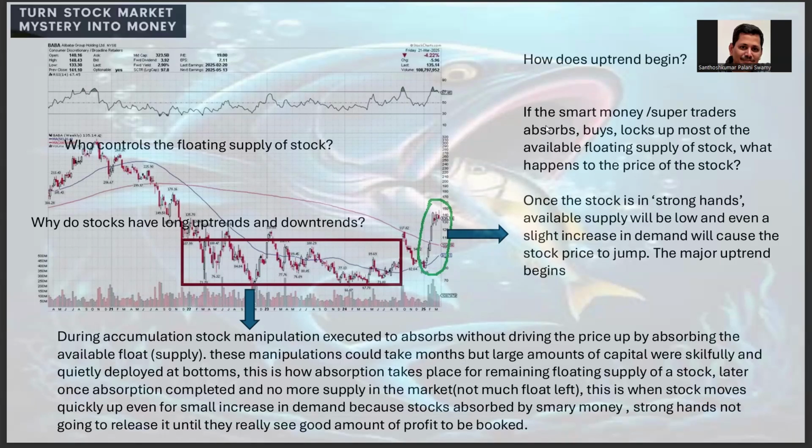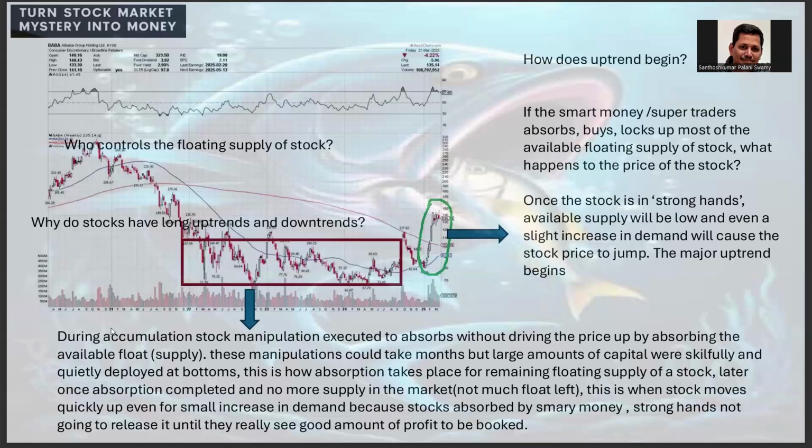If the smart money or the super traders observe, buy, and lock up most of the available floating supply of stock, what happens to the price of the stock? Once the stock is in strong hands, available supply will be low and even a slight increase in demand will cause the stock price to jump. The major uptrend begins. You can see here.